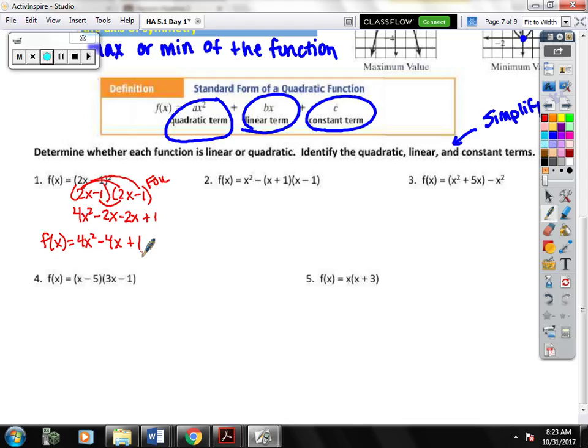Now we can identify whether this is a quadratic or a linear function. Well, since it has an x squared, that's telling me that this is a quadratic function. Then they ask you to identify the quadratic, the linear, and the constant terms. So you're literally just going to list 4x squared is the quadratic term, negative 4x is the linear term, and positive 1 is the constant term. The only reason they ask you to do that is so that you do actually simplify and not just look at the original question.